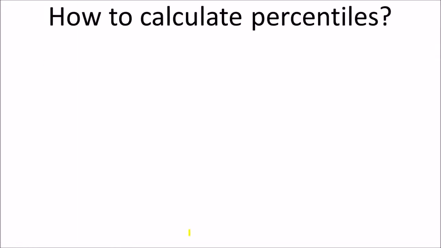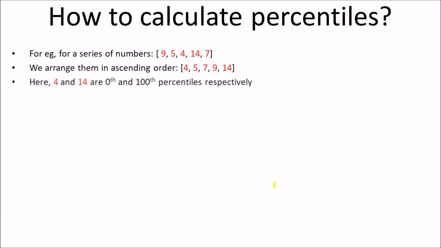Now, how do we calculate percentiles? Well, it is very simple. First, we take the set of numbers that we have and arrange them in ascending order. Now we note that this first number, 4, and this last number, 14, are the 0th and the 100th percentiles respectively. Why so? Because percentiles are basically defined as the percentage of numbers that are below that number. So for example, how many numbers are below 4? Well, we have no numbers, and hence this is the 0th percentile. And how many numbers are below 14? Well, all the numbers are below 14, and hence 14 is the 100th percentile.